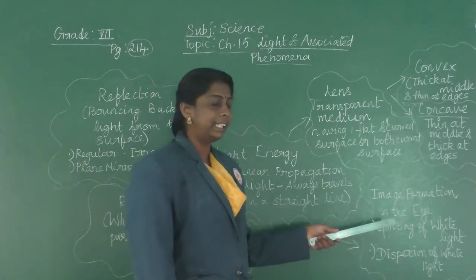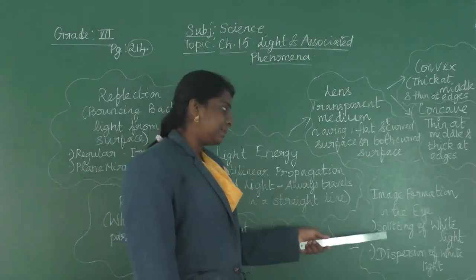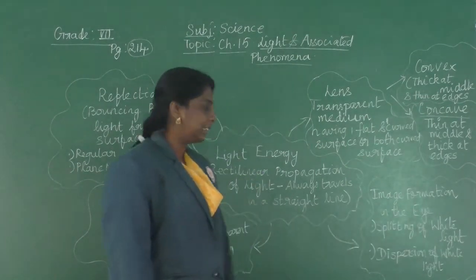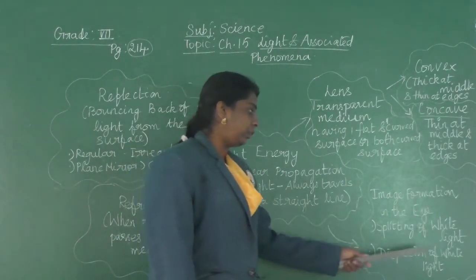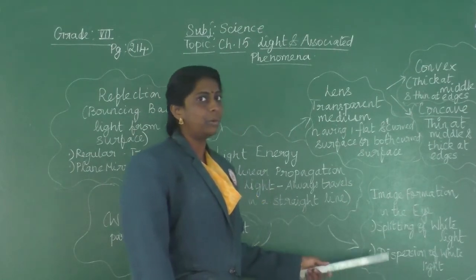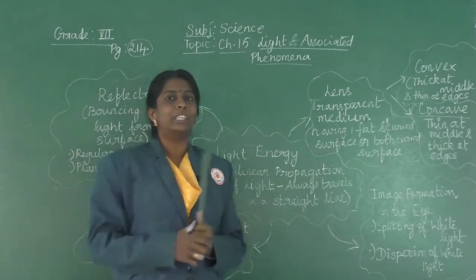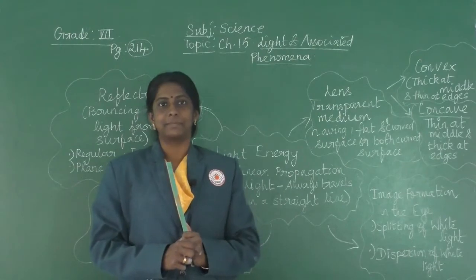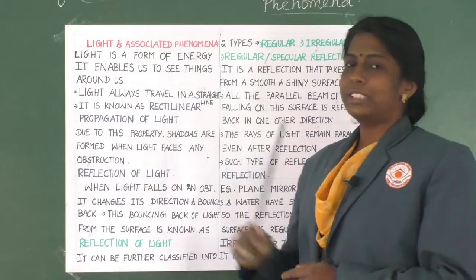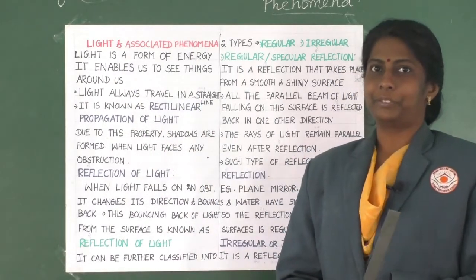Image formation in the eye. Then splitting of white light, and then dispersion of white light. So let us learn about all these things in detail. Light and associated phenomena.